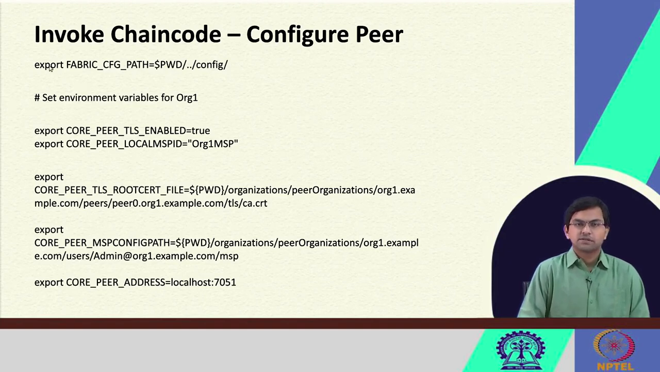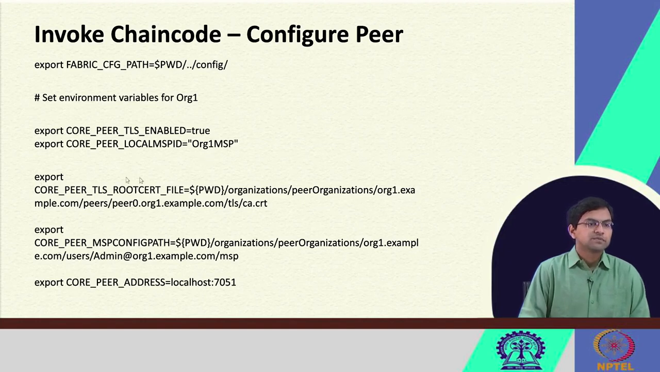So, at first you will be exporting this fabric configuration path variable to this $pwd/config directory. Then you will be setting this environment variable core pr tls enable to true and exporting core pr local MSP ID to org1 MSP. So, the organization 1 has one MSP and the ID of that MSP is org1 MSP. Okay. So, this is fixed by the test network scripts.